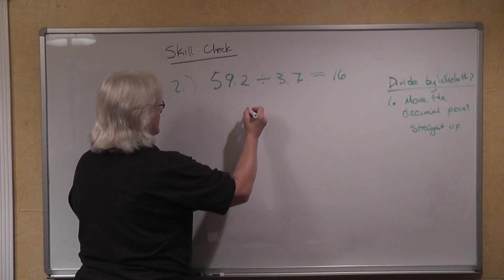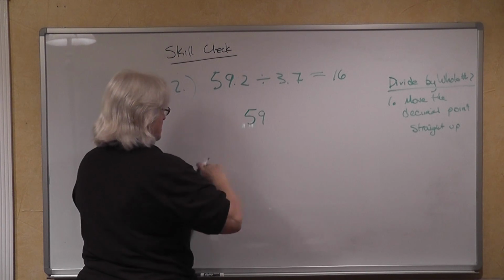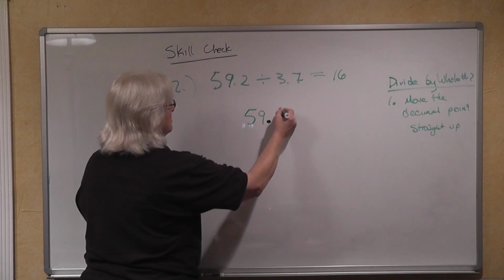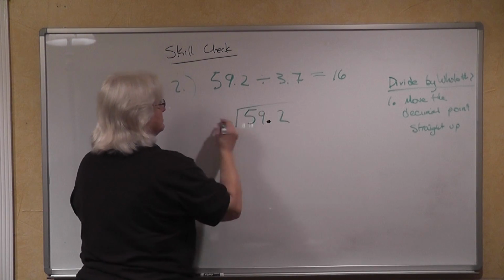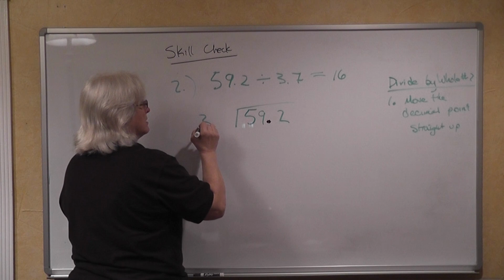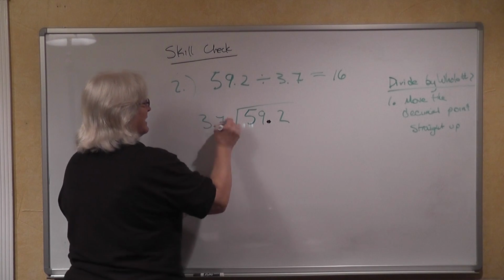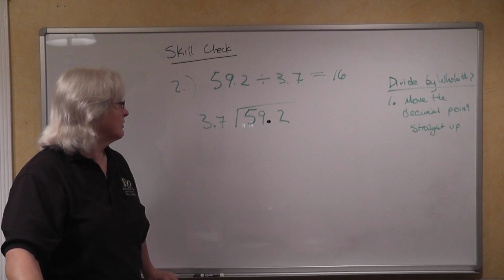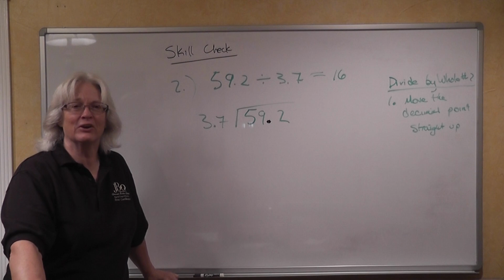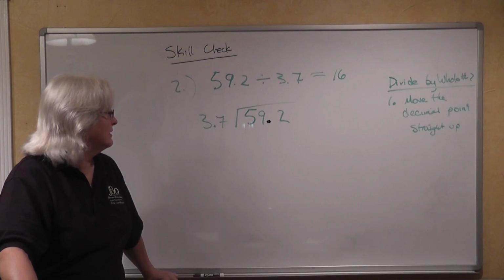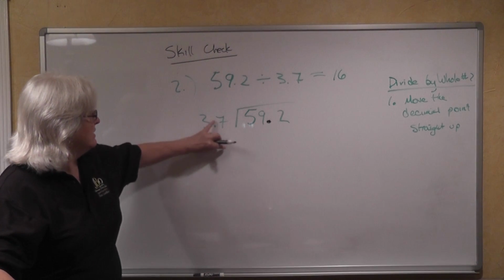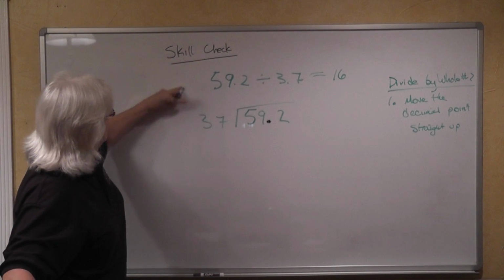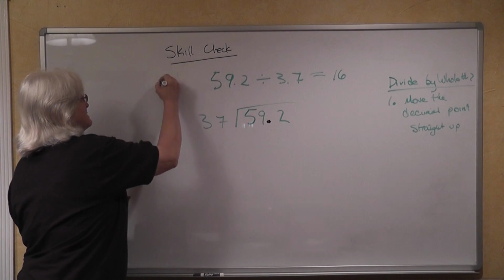We have 59.2 divided by 3.7, and this is what I get for going ahead and moving on to the skill check before I've taught everything in the lesson. Let's just say, okay, I now made up my own problem. So this is now Miss Betsy's example.